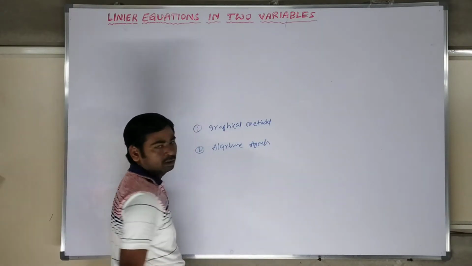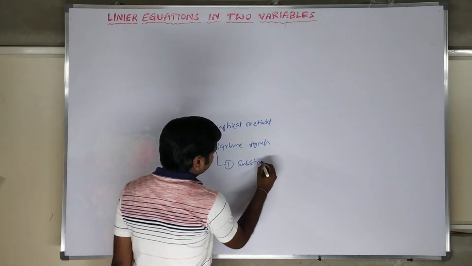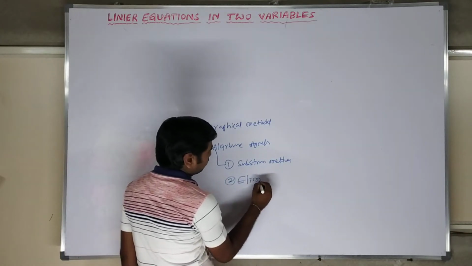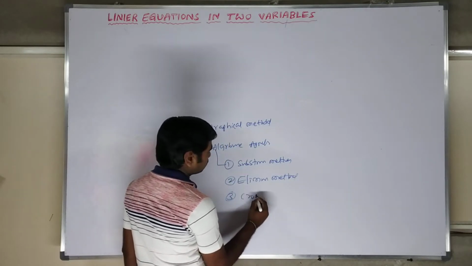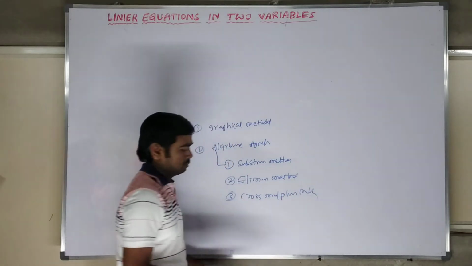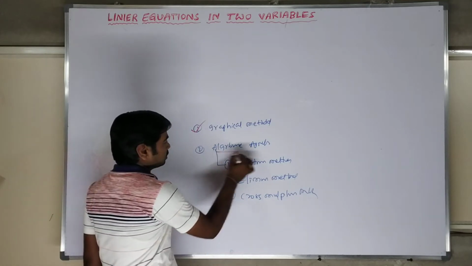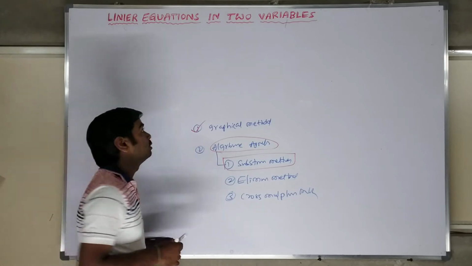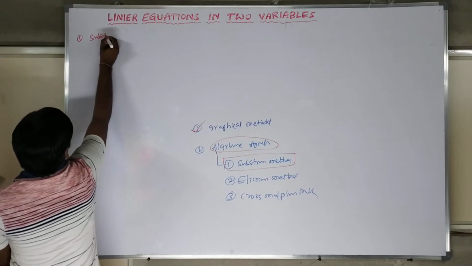Nothing but the algebraic method. In this algebraic method, the first one is the substitution method. The second one is the elimination method. The third one is called the cross multiplication method. Last class we already completed the graphical method. Now today let us see the algebraic approach, the substitution method. Let us go for the solution by the first method, the substitution method.